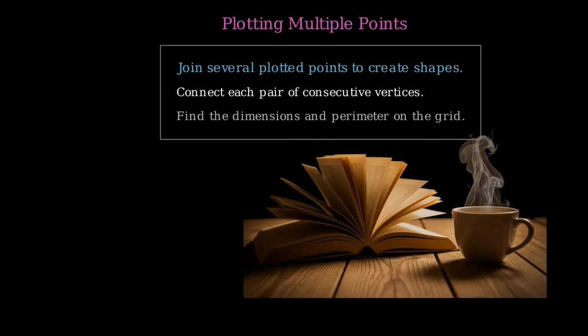Sometimes we need to plot more than one point. You can often join up several plotted points to create the outline of a geometric shape. By connecting consecutive points, we can form polygons and calculate their dimensions, such as the lengths of their sides and their total perimeter.